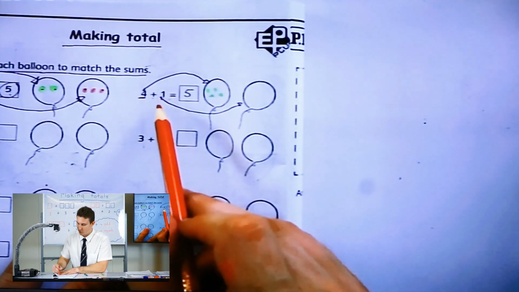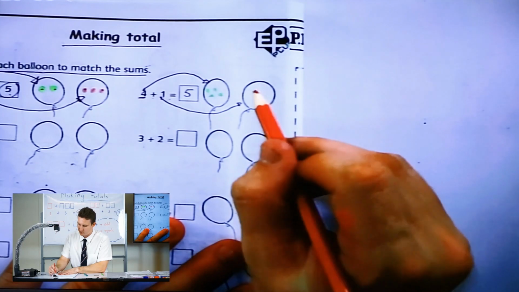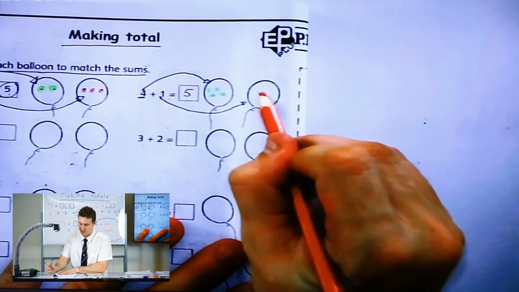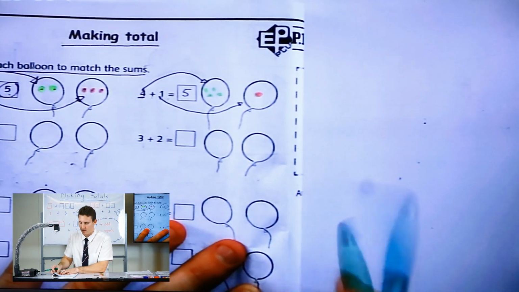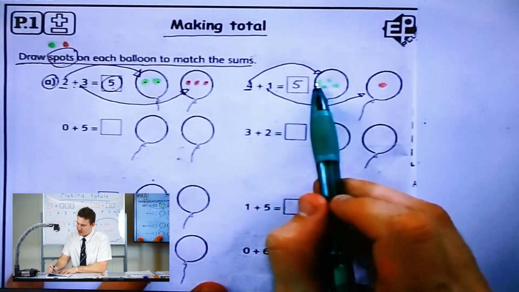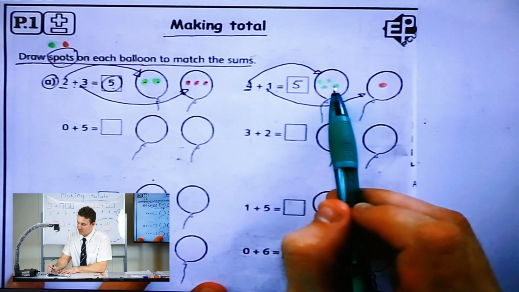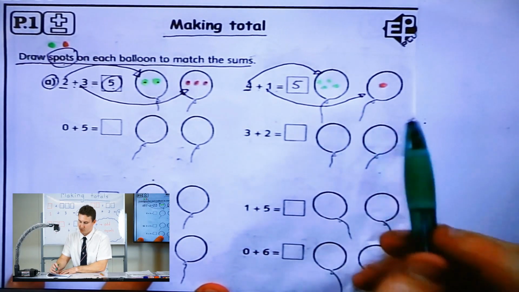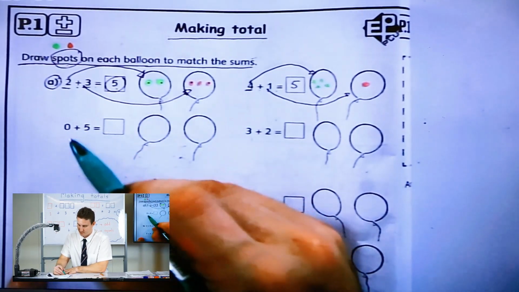1 is going to go into there, so we're going to put in 1 spot. And if we count them together, we have 1, 2, 3, 4, 5. Very good. Let's go to the next example.